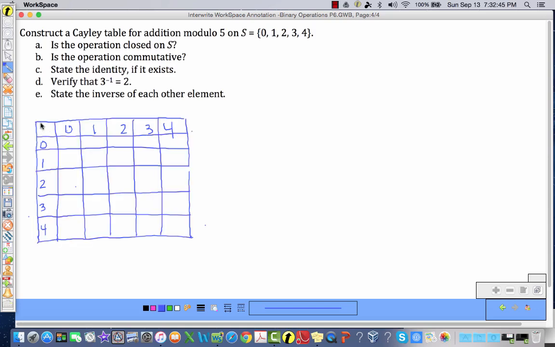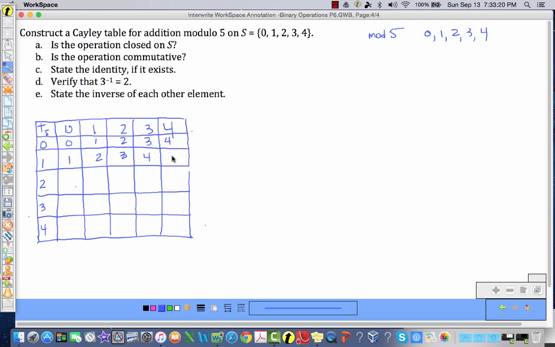I'm going to put plus, and then I'm going to put a little 5 in here to remind me it's mod 5. Now, remember, for mod 5, our only answers can be 0, 1, 2, 3, or 4, no matter the operation. And the operation we're testing is addition. So, 0 plus 0 is 0, 0 plus 1 is 1, 0 plus 2 is 2, 3, and 4. So it's just addition. 1, 2, 3, 4.